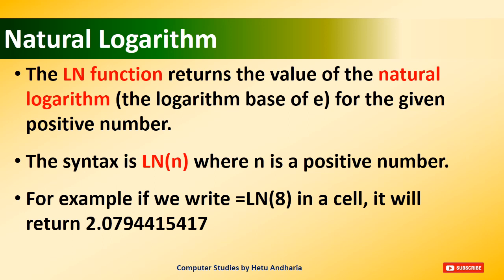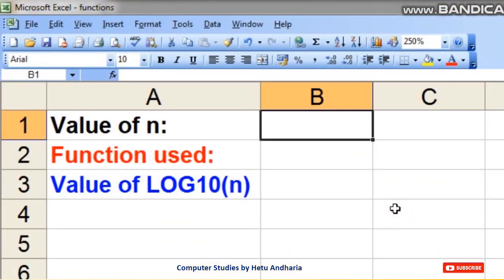The ln function returns the value of the natural logarithm, that is the logarithm base e, for the given positive number. The syntax is ln into bracket number, where number is any positive number. For example, if we write ln into bracket 8 in a cell, it will return 2.079441517. To find the logarithm base 10, we use the function name log10.